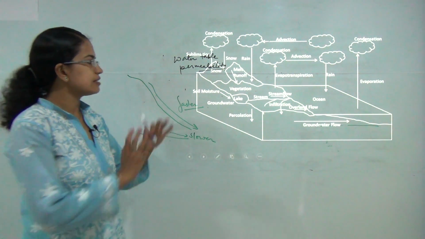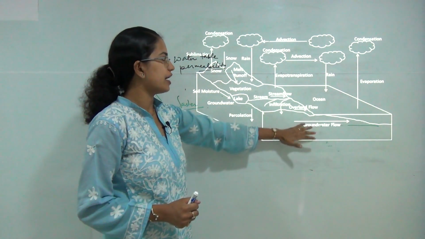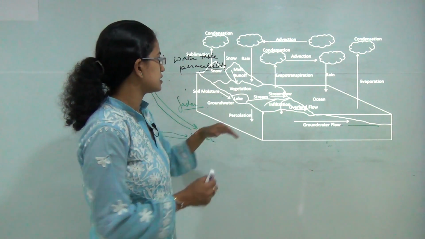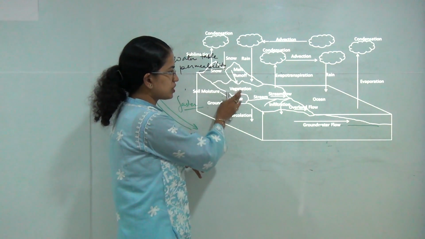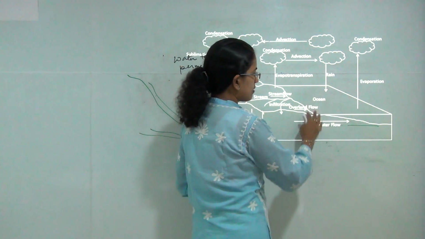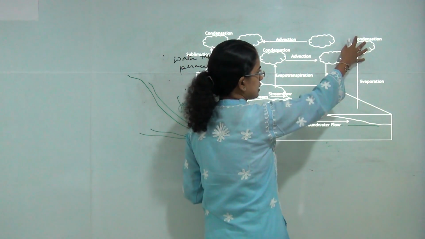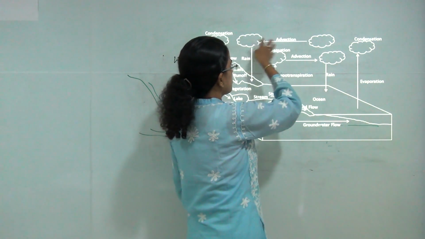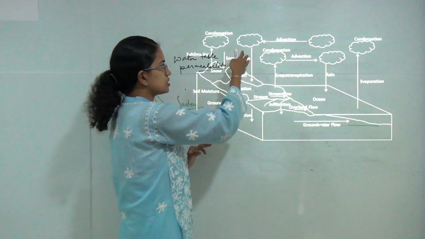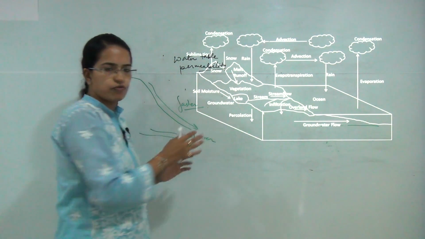Now if in very simple terms I want to explain the hydrological cycle, I can explain it in this way. You have the melting that would lead to runoff, stream flow, and finally groundwater flow. From the ocean the water would evaporate. Here the condensation would occur. That would be the advection process, that would be the shifting process, and finally you have the rainfall.